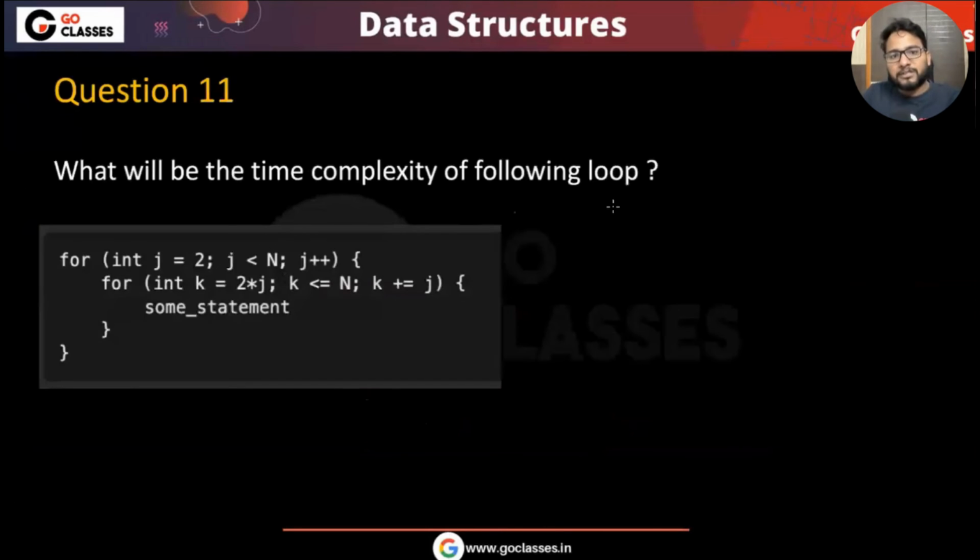What will the time complexity of the following loop? So here we are incrementing by 1, so it is n. This is, yeah, that's interesting. Can anyone tell me the exact number of times it will run?